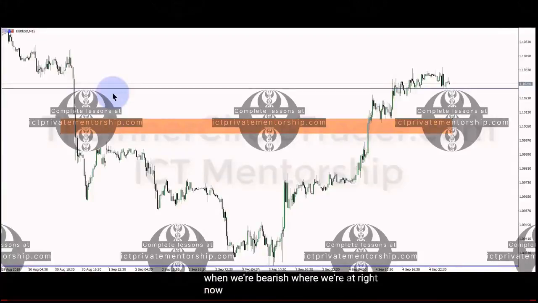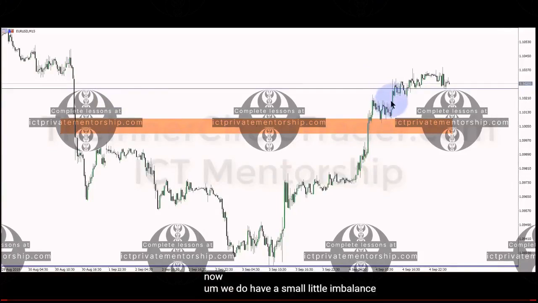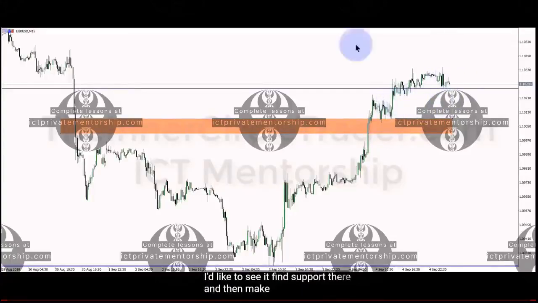Where we're at right now, we do have a small little imbalance in here. I don't think it needs to go down to there, but if it does go lower, I'd like to see it find support there and then make an attempt to clear these equal highs. That's what I think is going to happen between now and non-farm payroll. What we do after that, it remains to be seen. I don't like to forecast too much with non-farm payroll.